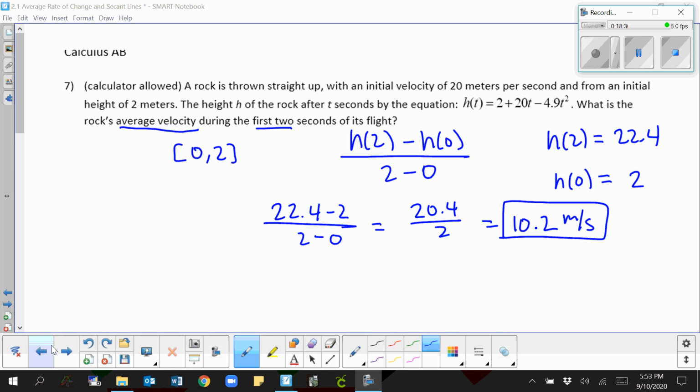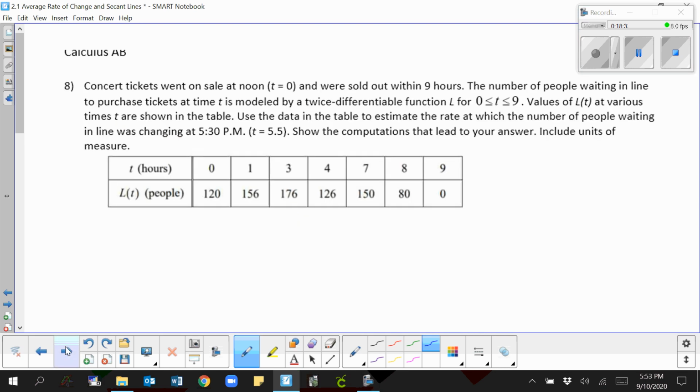Okay, we have one more example that we're going to look at. So example 8 says that concert tickets went on sale at noon, and that's t equals 0, and were sold out within 9 hours. The number of people waiting in line to purchase tickets at time t is modeled by a twice differentiable function, L, for 0 less than or equal to t less than or equal to 9. Values of L of t at various times t are shown in the table.